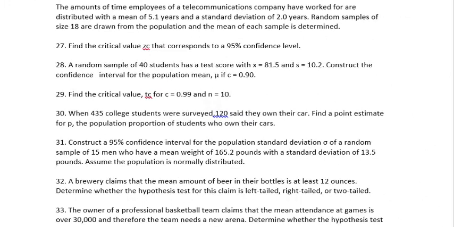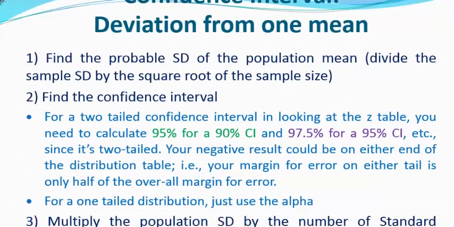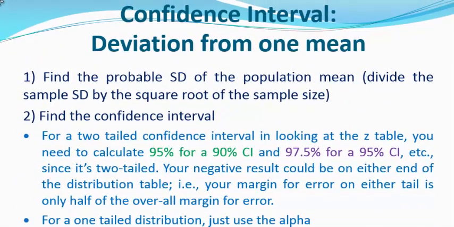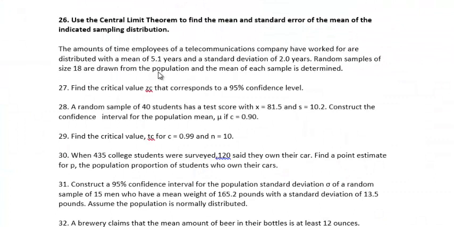Number 28 is a little bit more complicated. Number 28 asks you to build a confidence interval. If you don't remember, there was a tutorial in the crash course. This is slide 26 that tells you how to do the confidence interval. I did a couple of examples in the crash course, but now we're going to look at an example from right over here. A random sample of 40 students has a test score mean of 81.5, and the standard deviation is 10.2. Construct the confidence interval for the population mean if C, meaning the confidence level, is 90%, or 0.9.